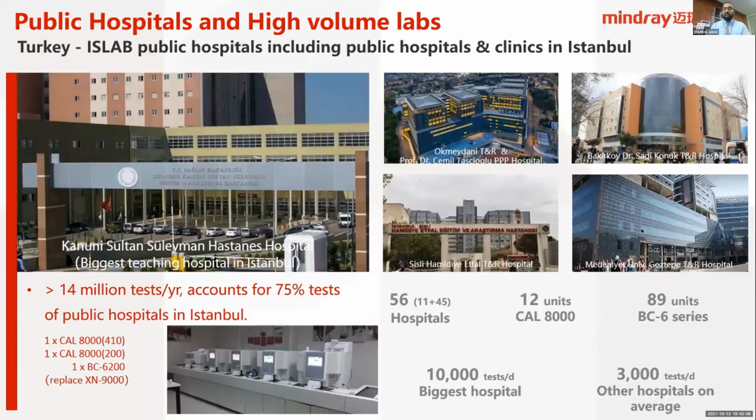Also, another example from Turkey, in Istanbul, in public hospitals and some clinical labs in Istanbul. As you can see here, we have around 56 hospitals using the hematology solution with 12 Cal 8000 and around 90 units of BC 6000 series. And the biggest lab there does around 10,000 tests per day, 10,000 CBC per day. So you can imagine the throughput for this kind of laboratory.